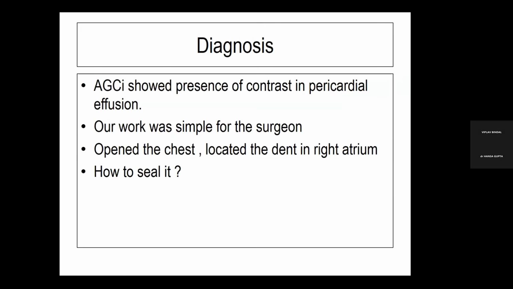Now we were confirmed about what we were dealing with. My surgeon opened the chest and found a dent and a rent in the right atrium. Now the question was how to seal it. At the time, we were working in a primary care hospital, with a primary care cardiothoracic surgeon and a primary care echocardiologist. Imagine what we could have done at that time. We had no bypass available at that moment. We were pushing fluids, whatever we had. Anybody can think. We saved the patient, I can tell you that.